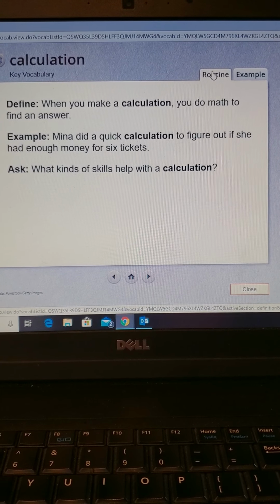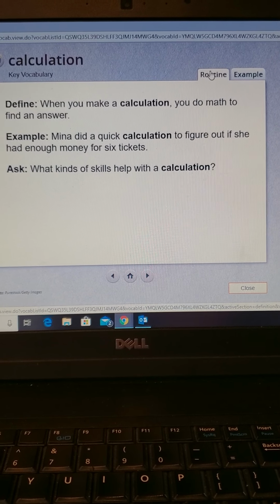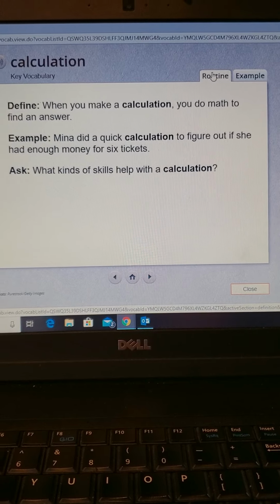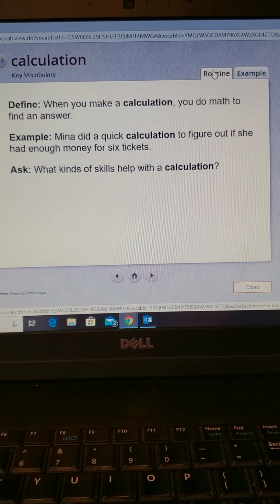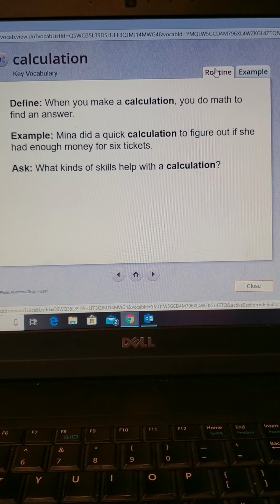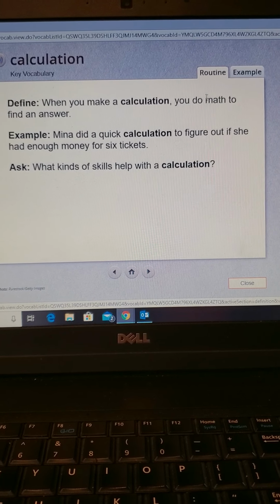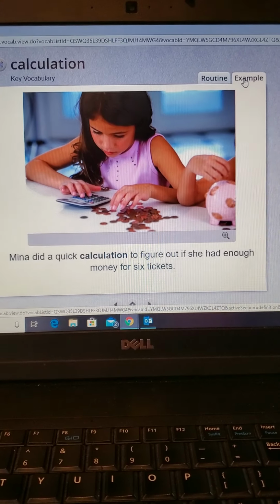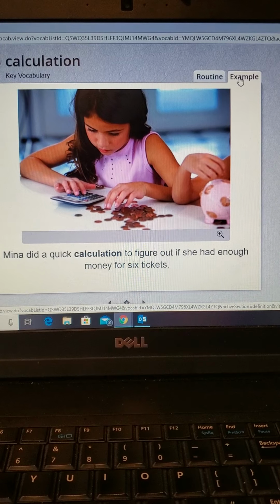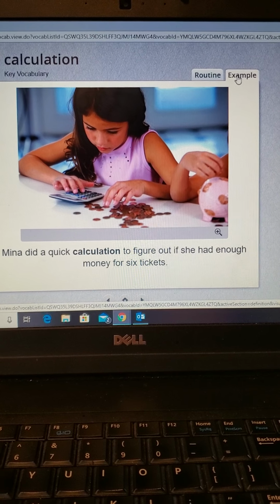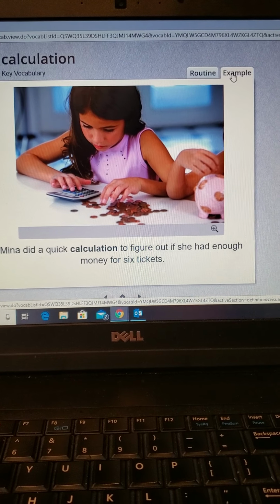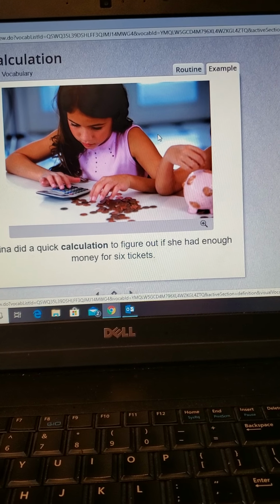First, we are going to go over all of your vocabulary words for the story. The first word is calculation, which means when you find a calculation, you do math to find an answer. An example of this is Mina did a quick calculation to figure out if she had enough money for 6 tickets.